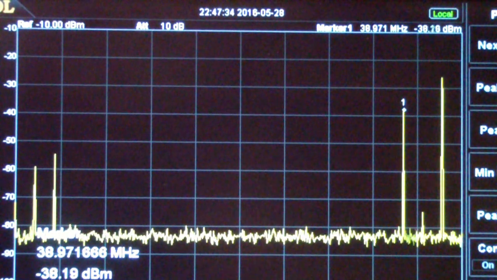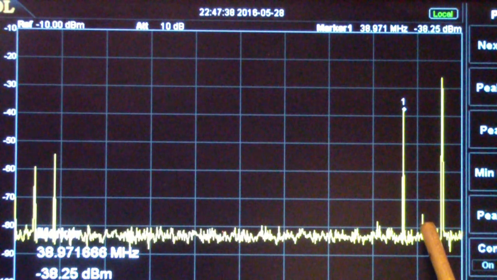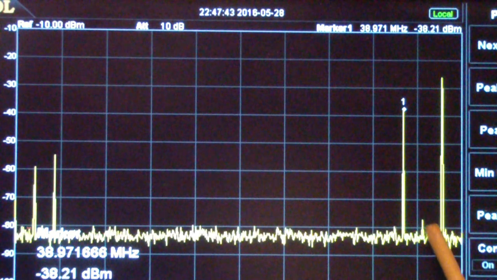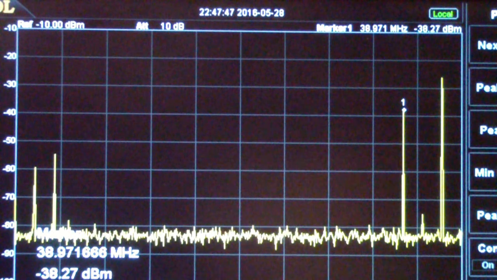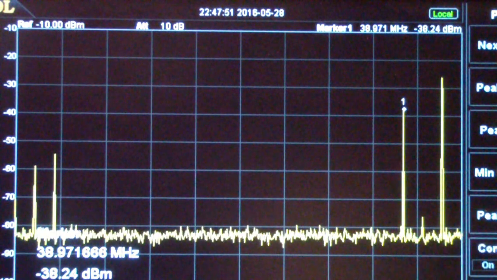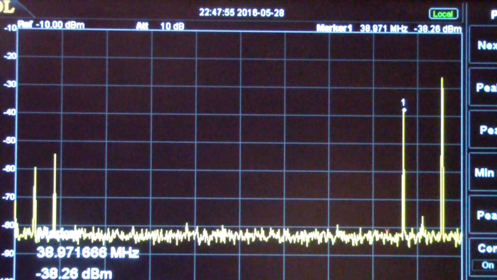well, this one is not tall enough to show up in the peak table, but this is the 40 megahertz, which is the second harmonic of the 20 megahertz signal, and it shows that there is some leakage through of the second harmonic of the local oscillator.